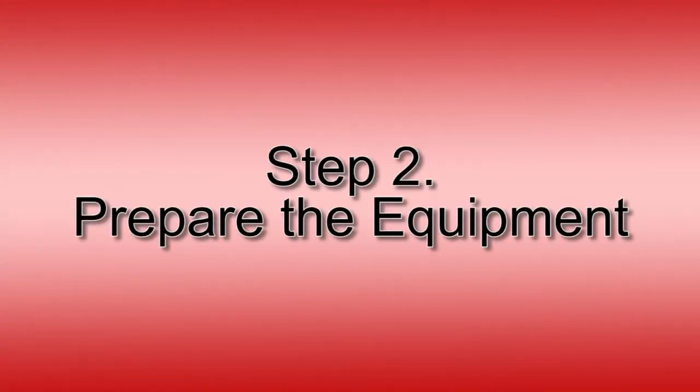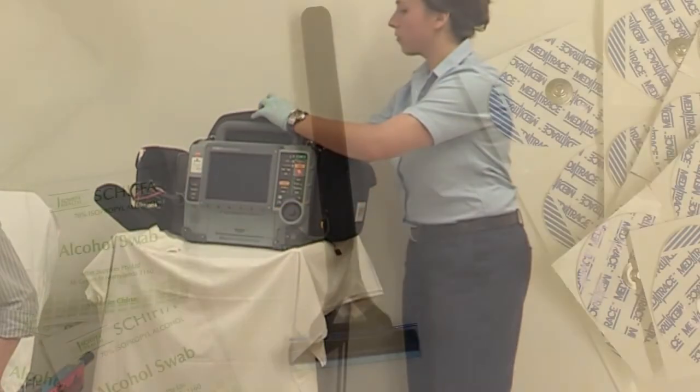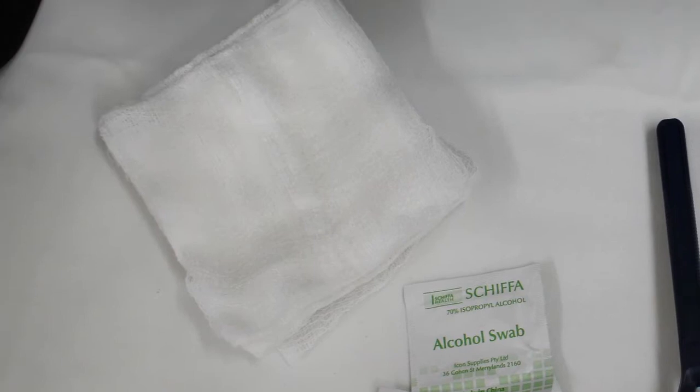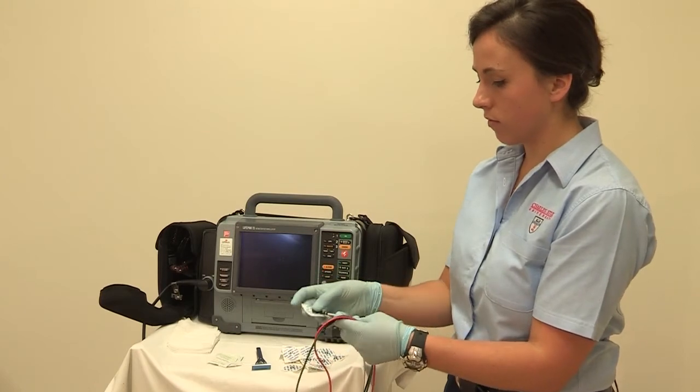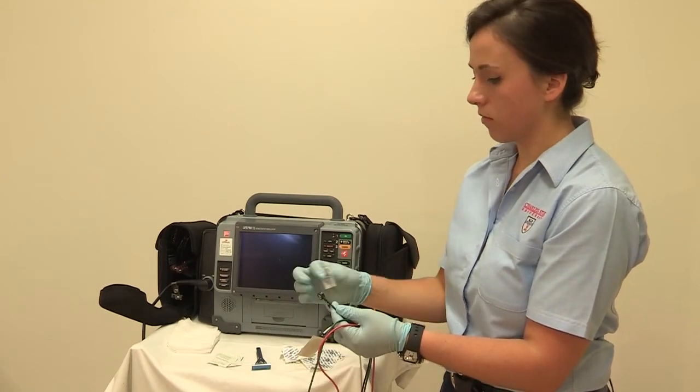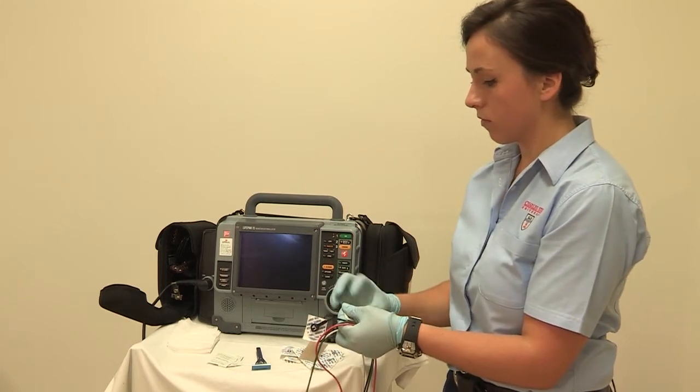You'll find most of the equipment you need should already be with the monitor. This is usually kept in the back or side pocket. A razor for shaving hair, some gauze for wiping the skin, and the electrodes plus some spare electrodes. It helps to attach the electrodes onto the leads first, as pressing these on afterwards can be quite awkward. Make sure they're soft and not hard or dried out.